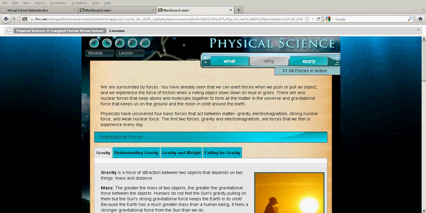There's also nuclear forces that keep atoms and molecules together, and those are what form all matter in the universe. And gravitational force keeps us on the ground and the moon in orbit around the Earth. We have four basic forces that physicists have uncovered between matter: gravity, electromagnetism, strong nuclear force, and weak nuclear force. The first two, gravity and electromagnetism, are forces we feel and experience every day. Because we feel them every day, they are long-range forces. The other two, strong nuclear and weak nuclear, are shorter range forces. We'll talk more about that in a second.